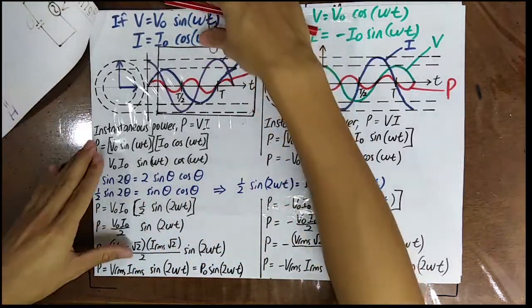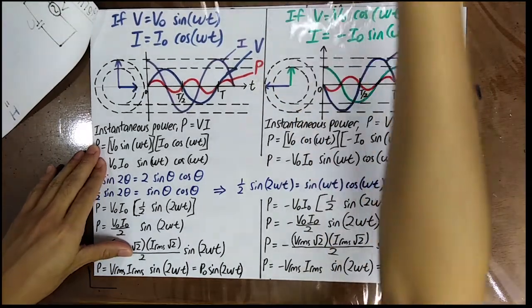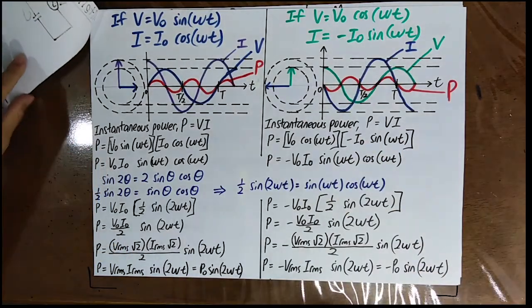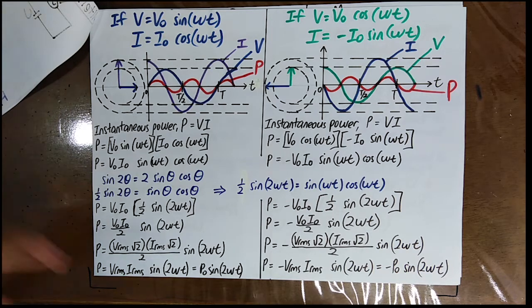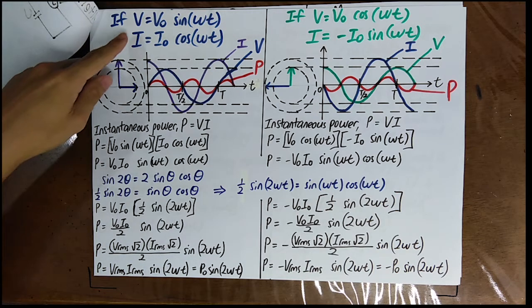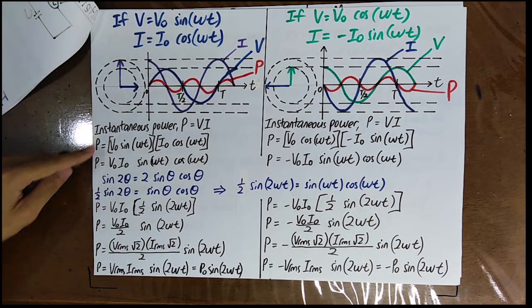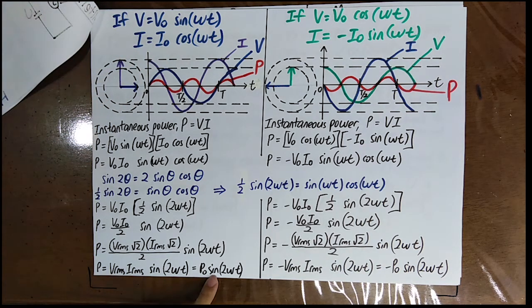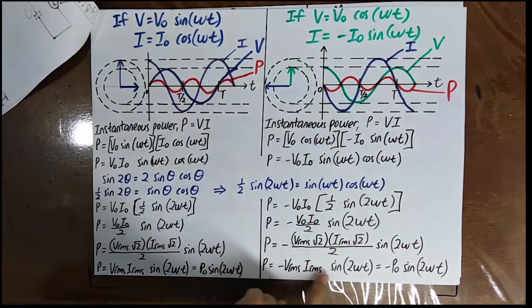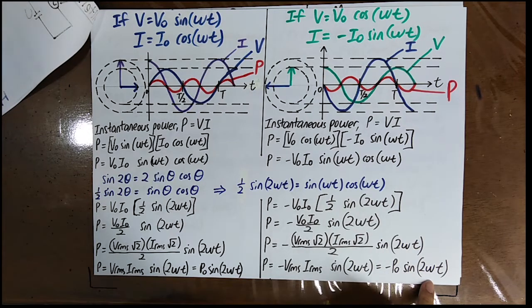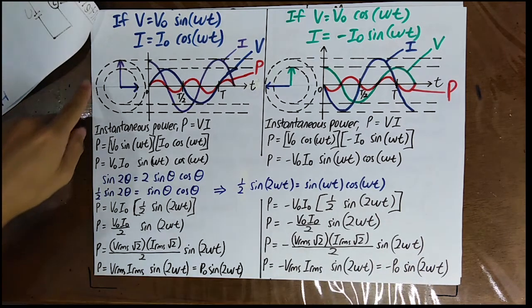You also plot the graph, just like what you have done in the section just now. If V is in this form, I is in this form, then the instantaneous power is in this form. The angular frequency also becomes doubled. Here, the same procedure happens, so you also plot the graph.